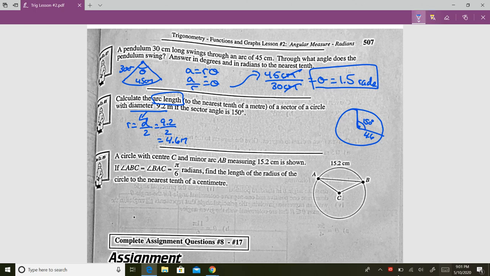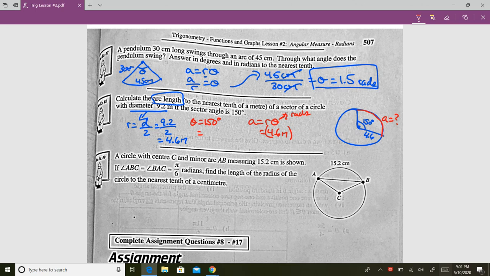Calculate the arc length. So they're asking for, what is this distance here? Well, the formula is A is equal to r theta. I don't know the arc length A. That's what I'm trying to find out. But I know the radius is 4.6 meters. And I know that the angle theta is 150. But remember, in this formula, theta has to be in rads. So we have to convert 150 degrees to rads before you multiply.